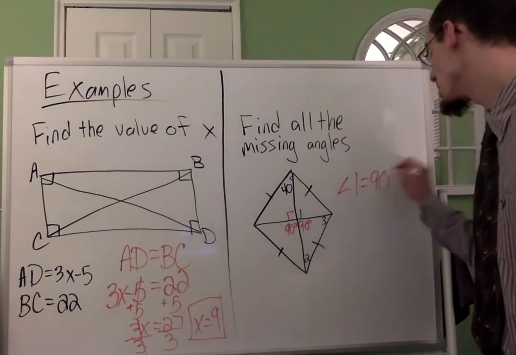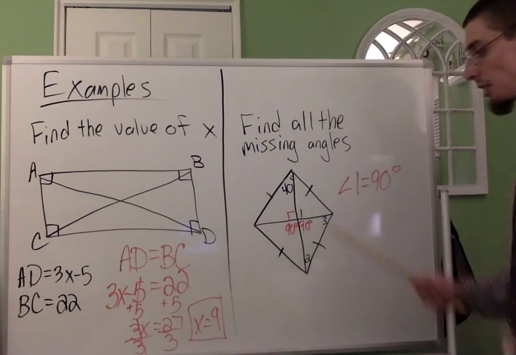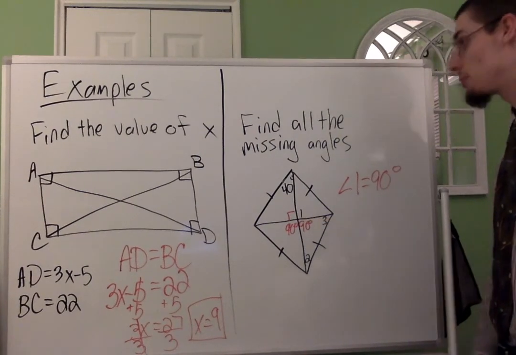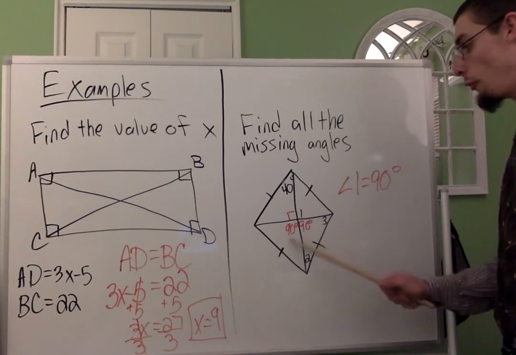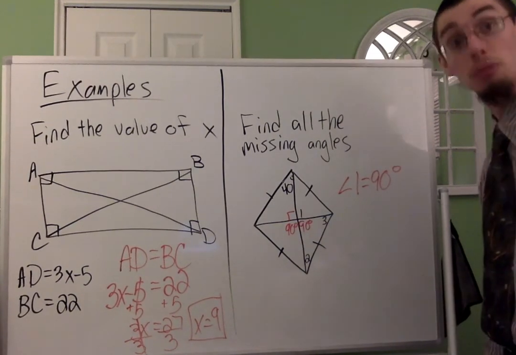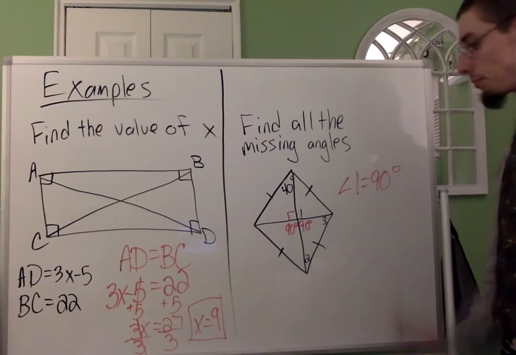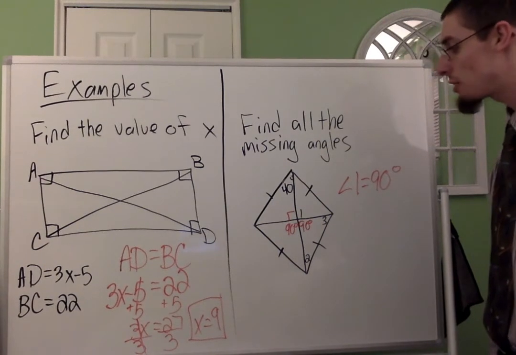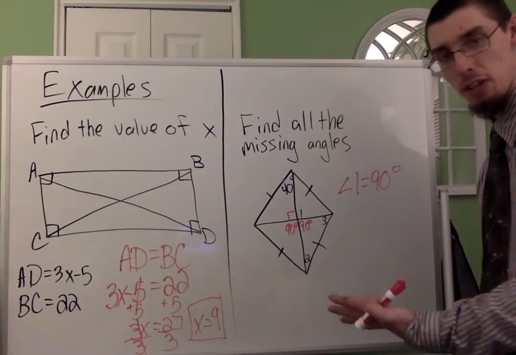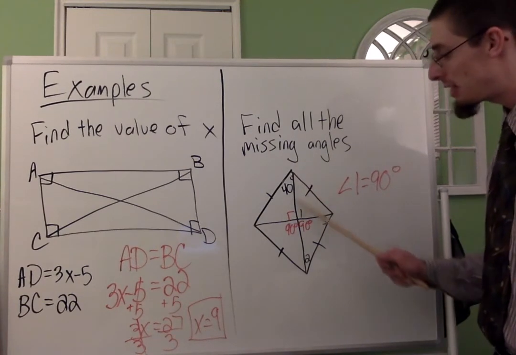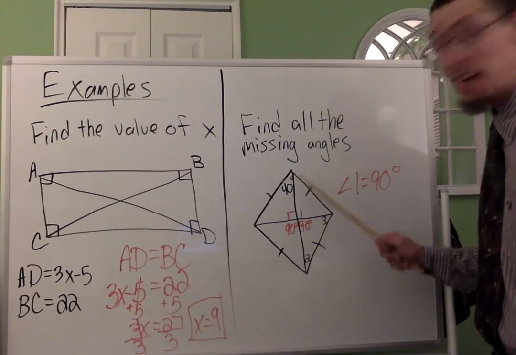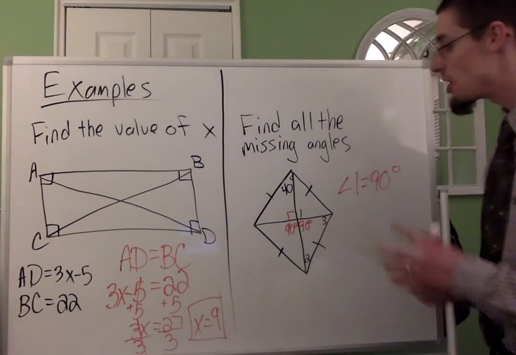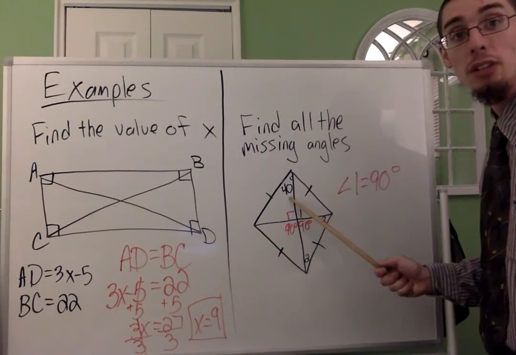Angle 1 is 90 degrees. You see that? This missing angle here is 90 degrees. All 4 of these are 90 degrees, right? Now, the next angle, angle 2, well, now we have to start thinking about the other part of this property and the fact that this diagonal here is bisecting these opposite angles, right? What does that mean? Do you notice that this angle here is 40 degrees?